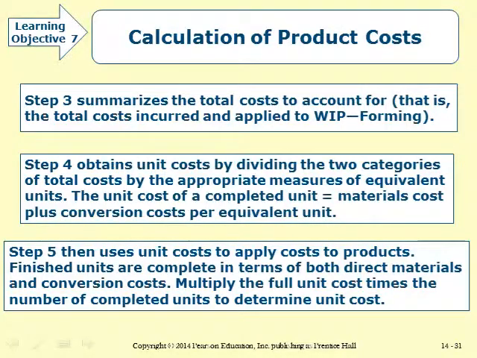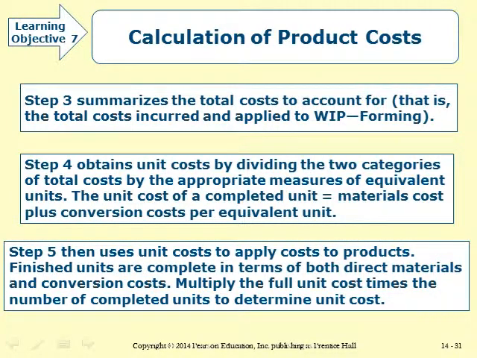The 20,000 finished units are completed in terms of both direct materials and conversion cost. Thus, we can multiply the full unit cost times the number of completed units to determine their cost, which is 20,000 units times $5.50, or $110,000. The 5,000 physical units in ending work in process inventory are fully completed only in terms of direct materials. Therefore, the direct materials applied to ending inventory work in process are 5,000 units times $3, or $15,000.